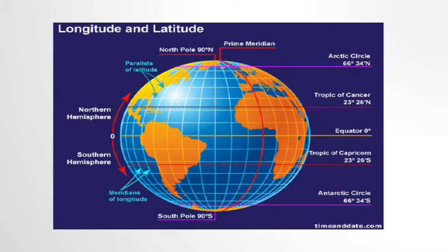Before I conclude my presentation today, I'd like to show you this photo. It's a photo of longitudes and latitudes. I mentioned earlier in the presentation in Geography Test 14 that in terms of latitudes, the major circles of the world are the Arctic Circle, the Tropic of Cancer, the Equator, the Tropic of Capricorn, and the Antarctic Circle.